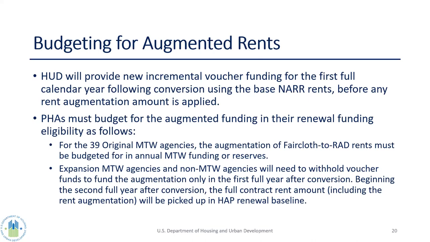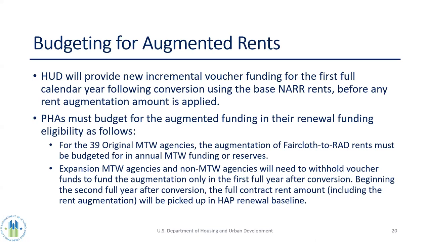Depending on whether a PHA is an MTW or a non-MTW agency will determine how you should budget for that rent augmentation. So for the 39 original MTW agencies, the augmentation of Faircloth-to-RAD rents must be budgeted for in the annual MTW funding or reserves. And for MTW expansion agencies or non-MTW agencies, you'll need to withhold voucher funding to fund the augmentation only in the first full year after conversion. Beginning that second full year after conversion, the full contract amount, including the rent augmentation, will be picked up in the HAP renewal baseline.